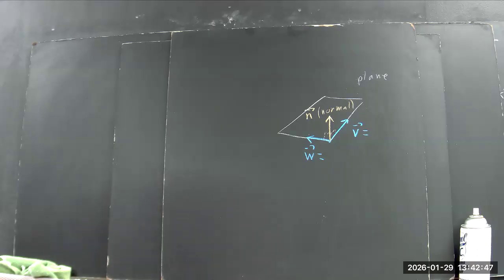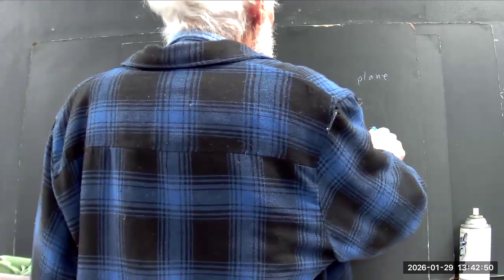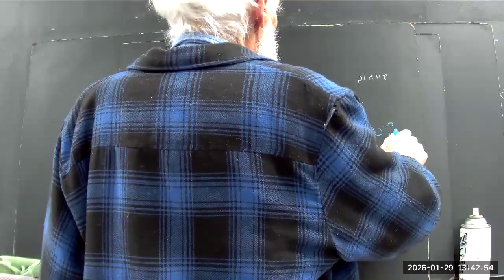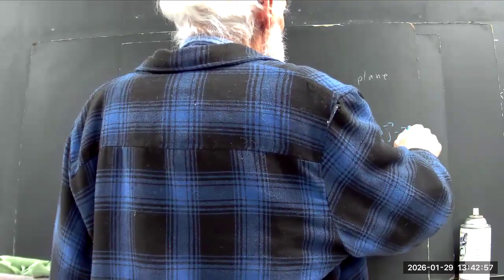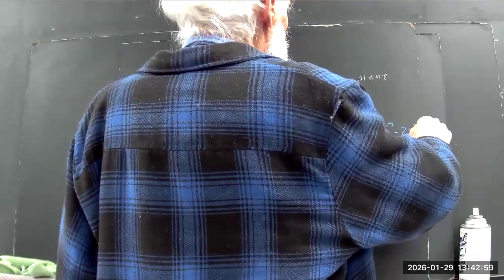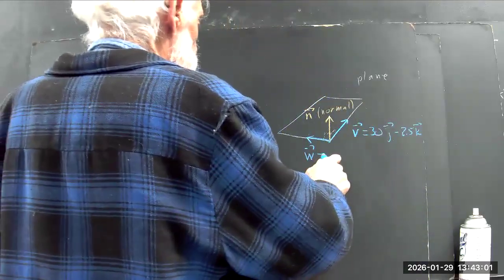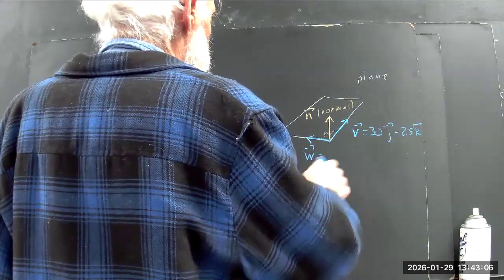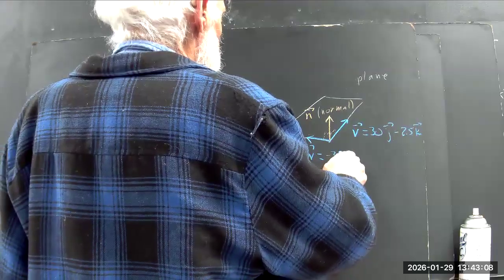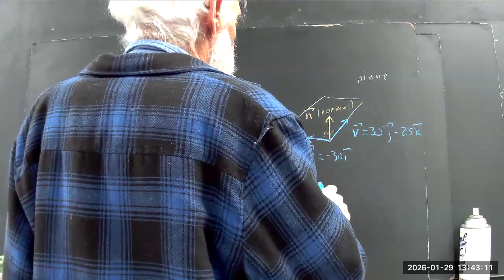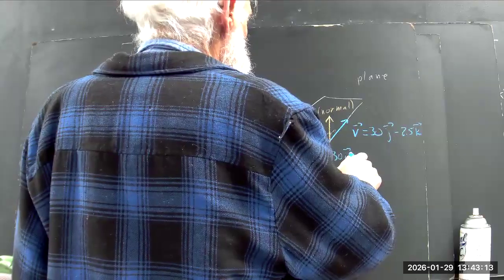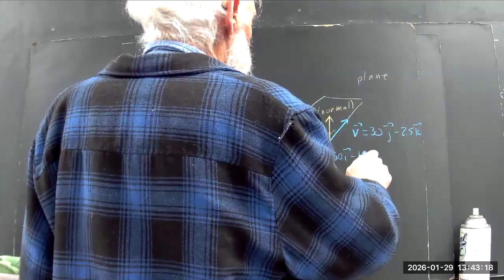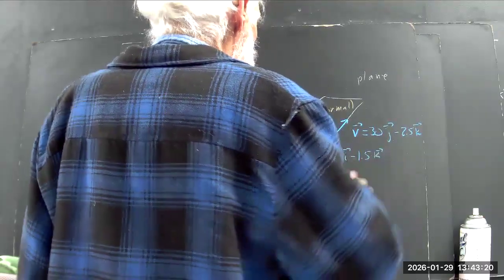So let's say that V is 30J minus 2.5K, and W is negative 30I minus 1.5K.